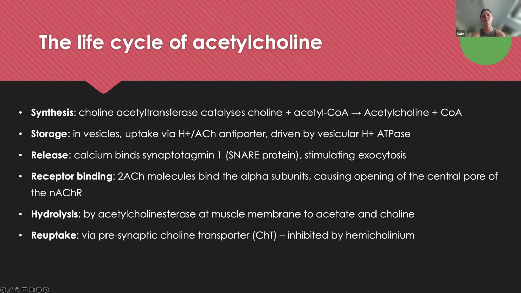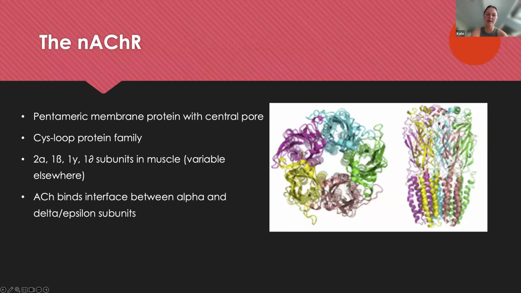Okay, and this is the nicotinic acetylcholine receptor. It's quite a complicated receptor, and you can see in the diagram two slides ago, there are 5 subunits, 2 alpha, 1 beta, and 1 gamma and 1 delta subunit in muscle. And it actually varies if you look at different nicotinic acetylcholine receptors in the body. And the acetylcholine molecule binds at the interface between the alpha and the delta and epsilon subunits.